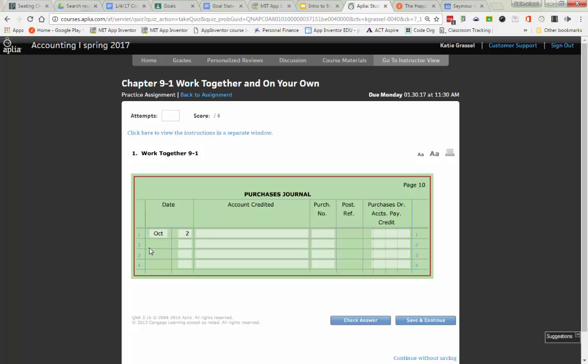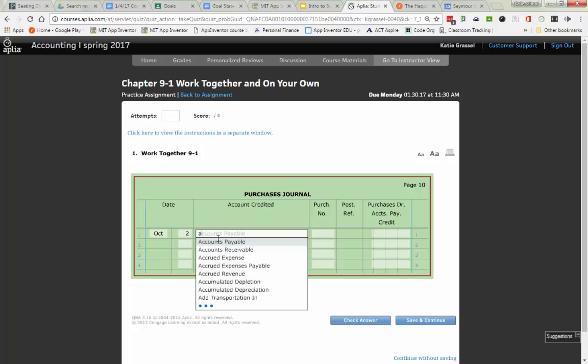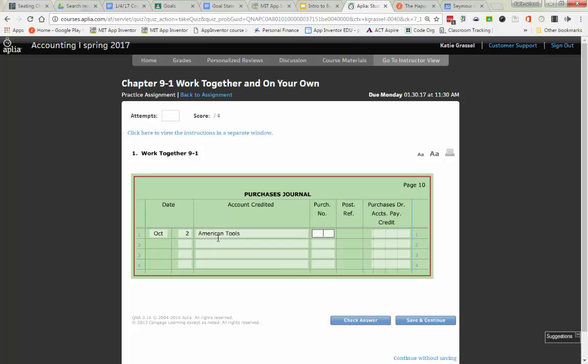So, we have a new thing in our second unit. We are going to have subsidiary ledgers. So instead of having to write the words accounts payable beforehand, all we are going to be doing is physically typing in American Tools. And we would know that American Tools is going to be an accounts payable account. Purchase invoice is going to be 116. And then we are going to be debiting purchases and crediting accounts payable for $1,230. That's how you journalize that transaction.